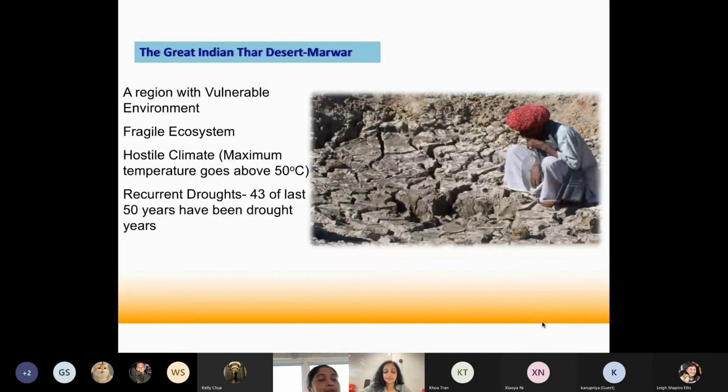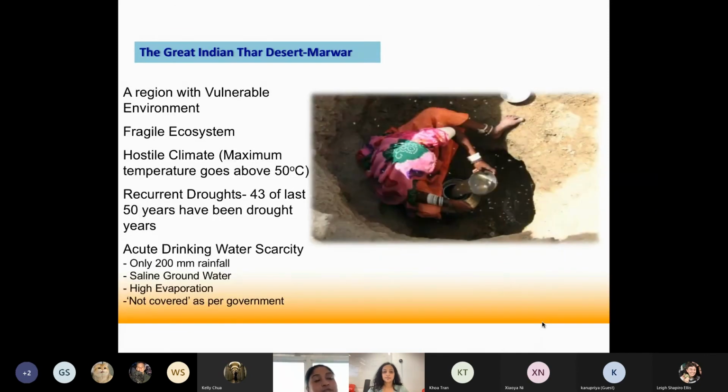All right. We have acute scarcity of drinking water. So, if you look at this photograph again, this is in Barmer district in Western Rajasthan. This woman has actually scooped out a hole, and she's collecting water from that hole. We have very little rainfall, 200 millimeters, which is just about 6 inches. Our groundwater is extremely saline. So this area that we work in is known for its salinity.